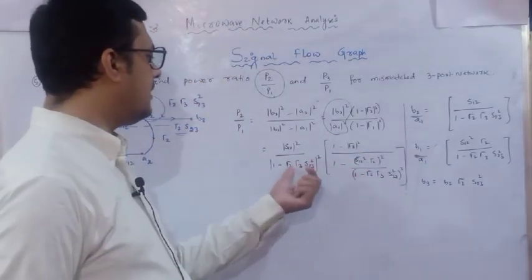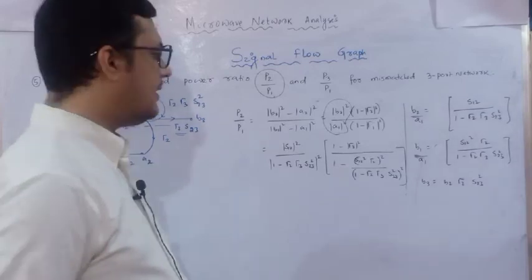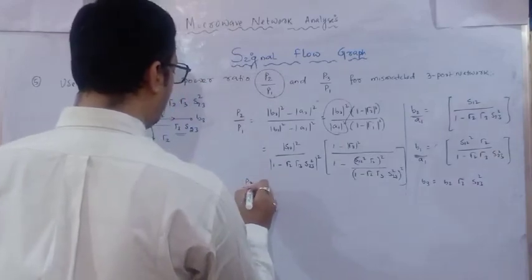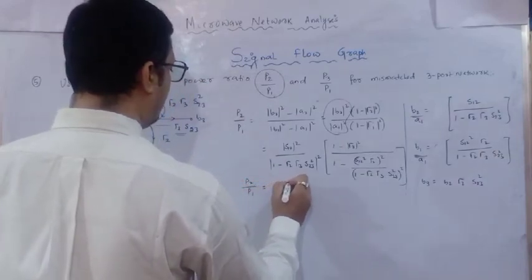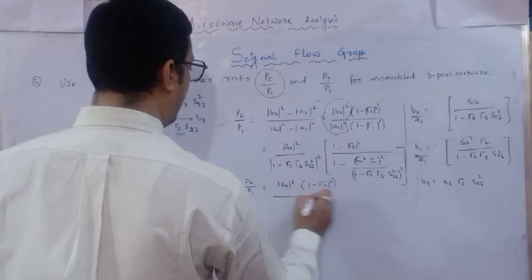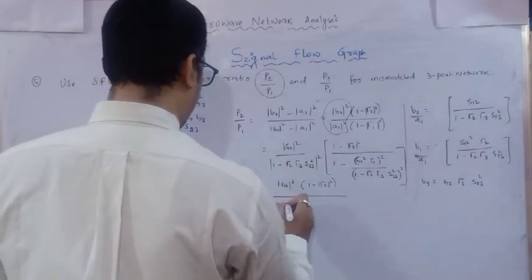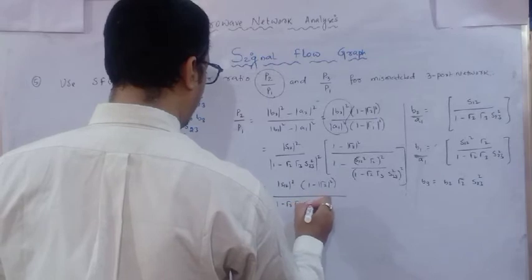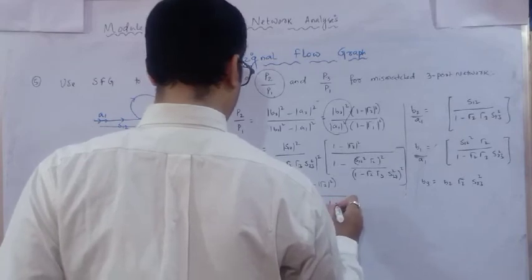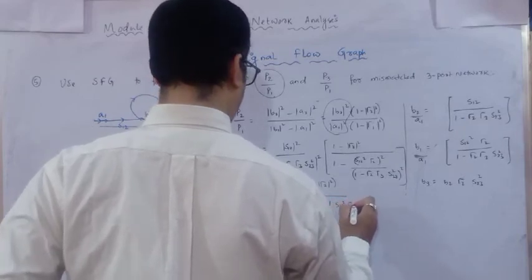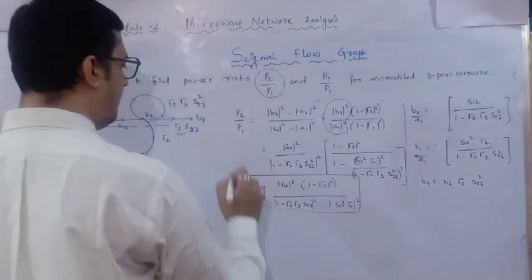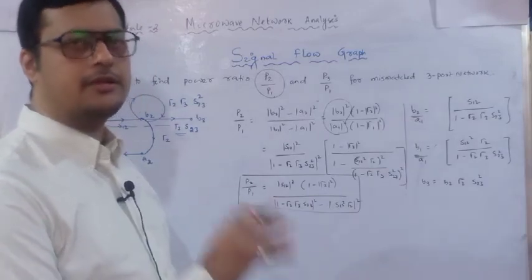Now if you take this value here, this value and this value get cancelled out. Okay, and your resultant value we will get as P2 by P1 equals S12 square whole into 1 minus reflection coefficient 2 square whole, divided by 1 minus reflection coefficient 2 S23 whole square, minus S12 square reflection coefficient 2 whole square. So if you derive the above relation, you will get P2 by P1.